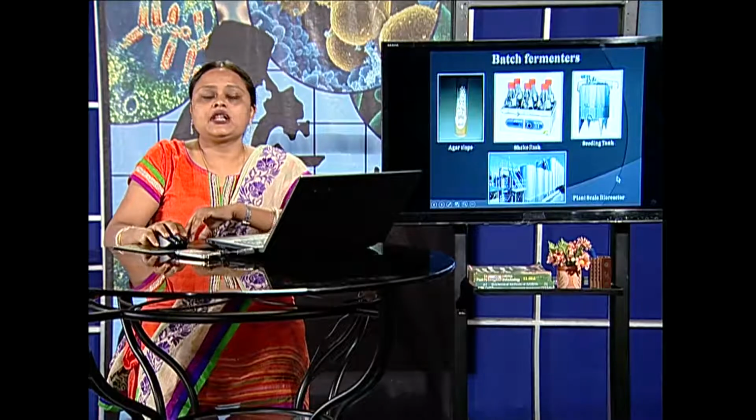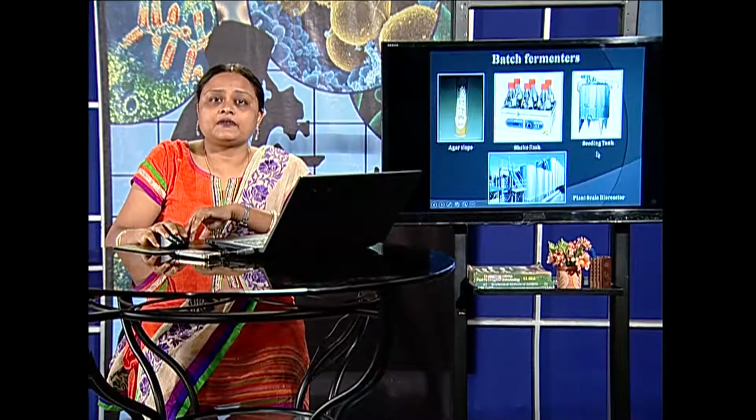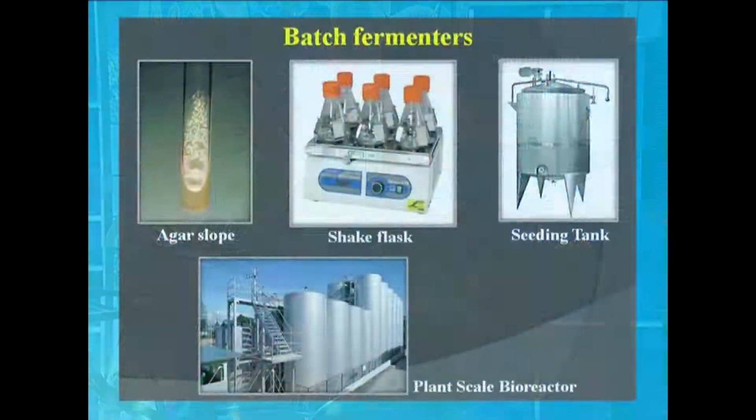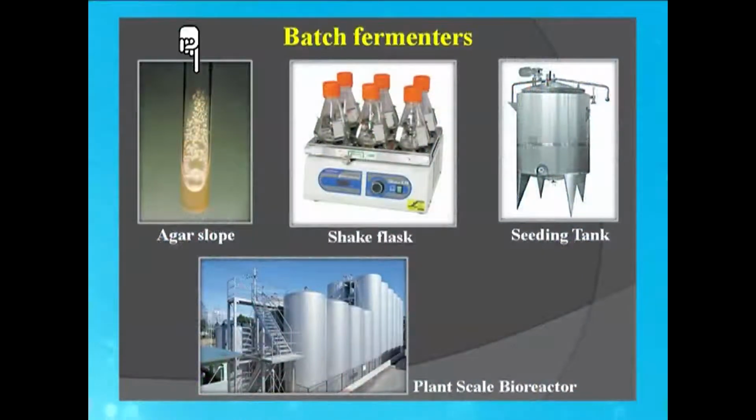Now we are looking into some pictures of the batch fermenters which are commonly used in the industries. To begin with, we start off with an agar slope, which is an example of a batch fermenter. Why do we say fermenter here? Because the organism is growing, media is there, and that is why this can be the smallest size reactor or a bioreactor where the organism is maintained in the form of agar slopes.